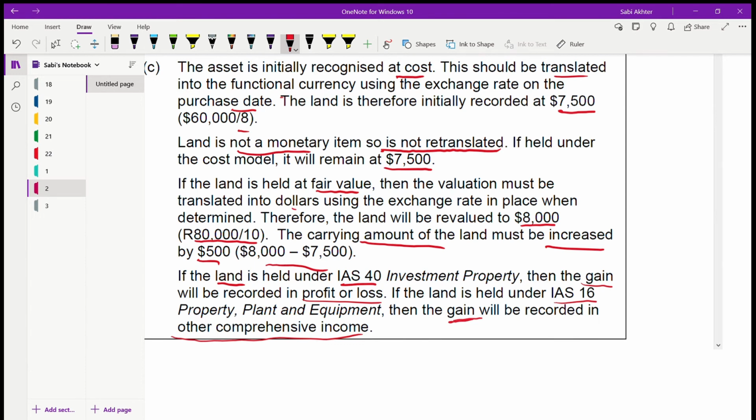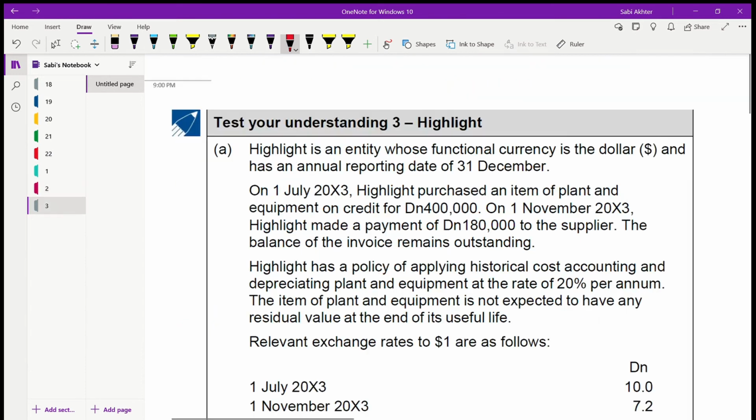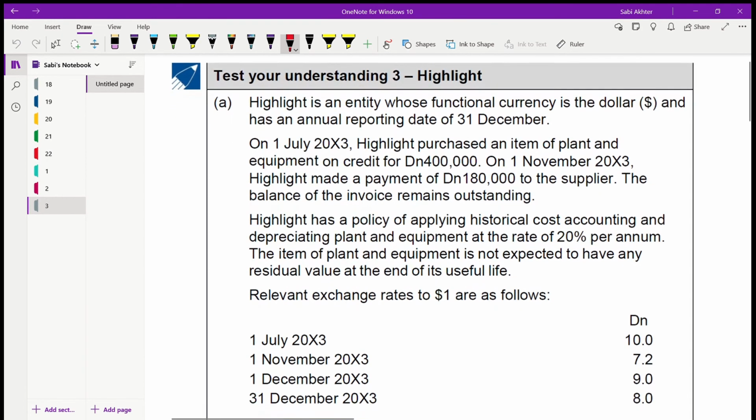Okay. Now, finally, we are going to go through Test Understanding 3, the last one for IAS 21. Here is an entity whose functional currency is the dollar. An annual report is given. In all these questions, we have noticed one thing: the functional currency is already given to you. You don't have to worry about it. You just have to use the rates and convert.